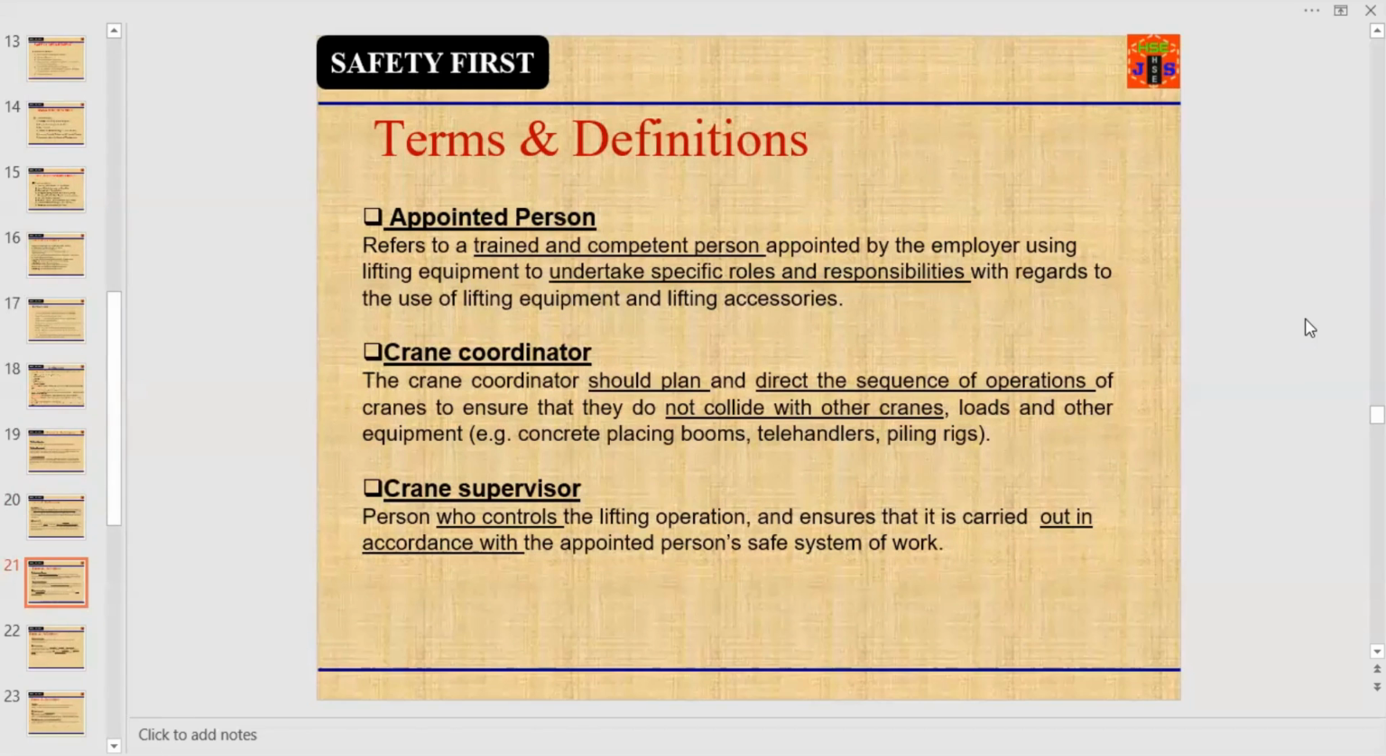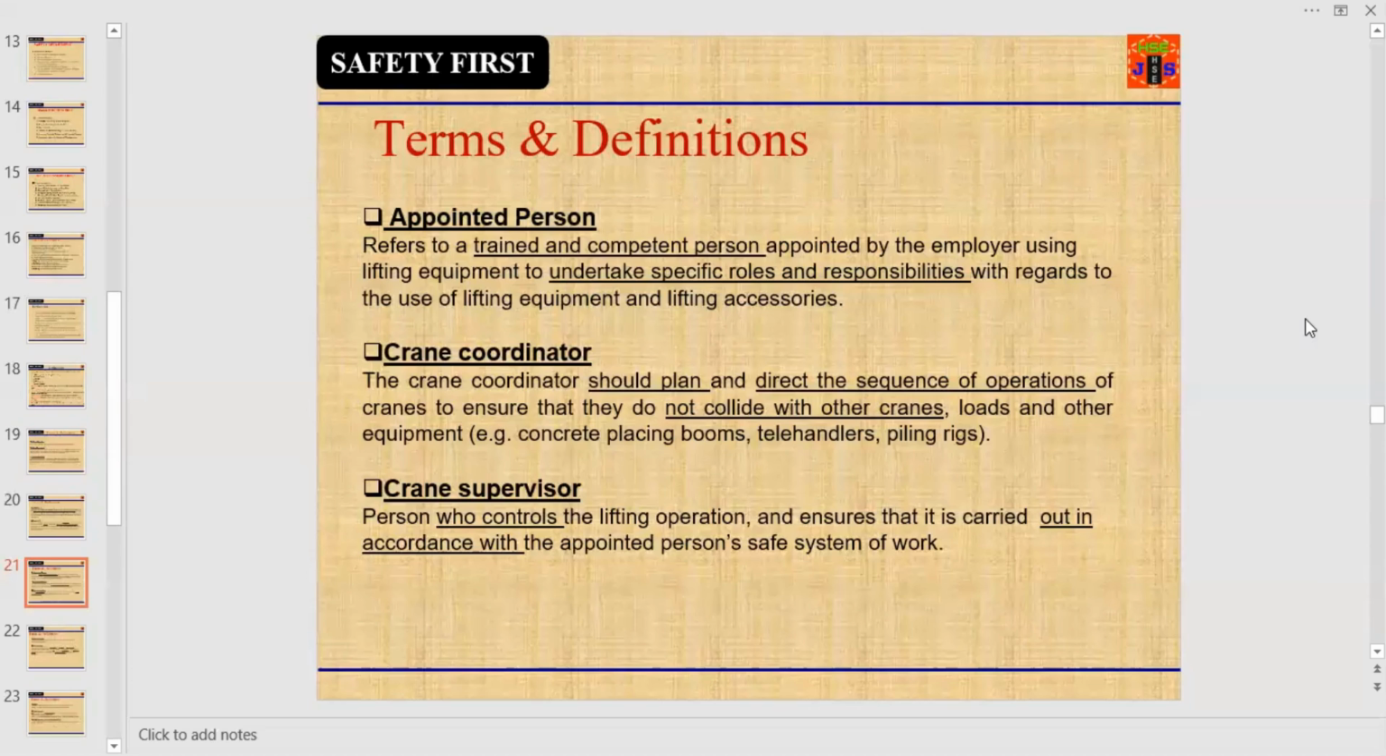What is the role of crane coordinator? The crane coordinator should plan and direct the sequence of operations of cranes to ensure that they don't collide with other cranes, loads, and other equipment. For example, concrete placing booms, piling rigs, etc.